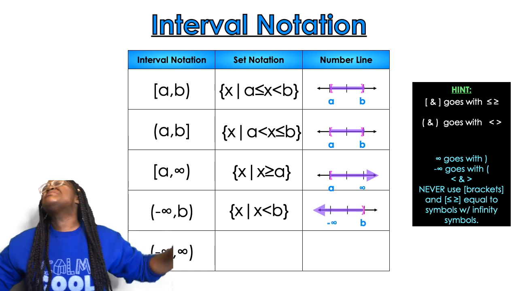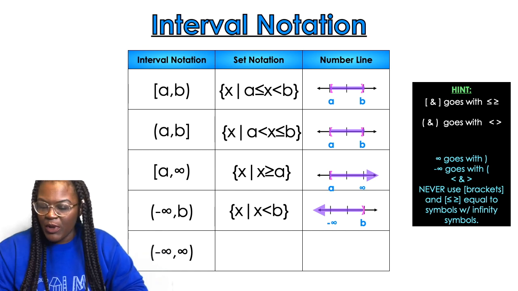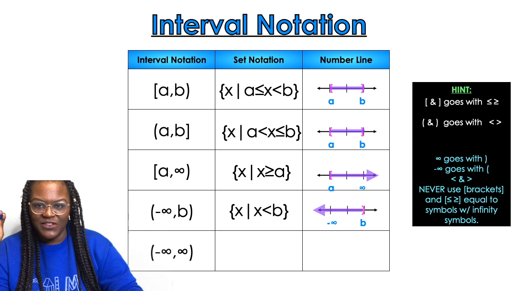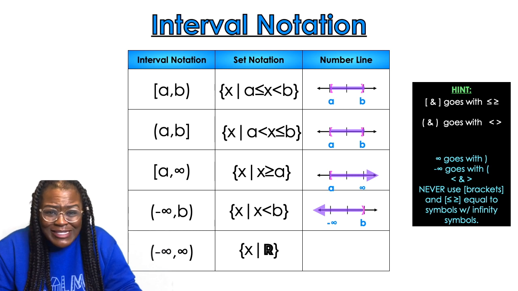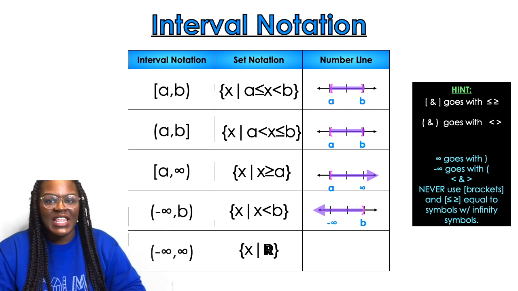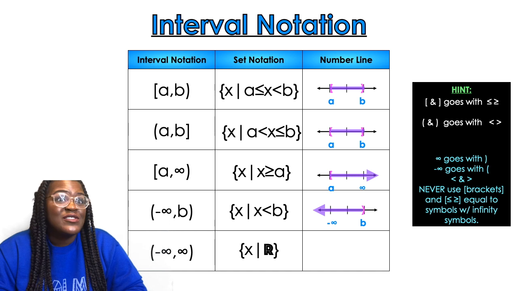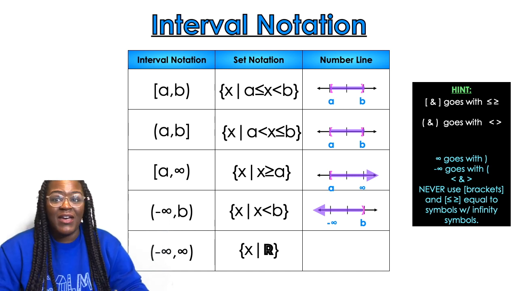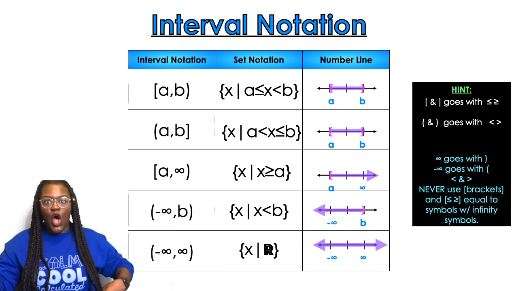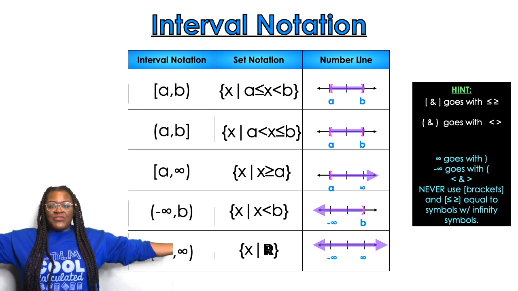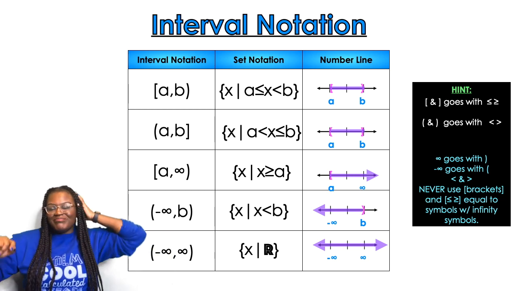So now we have our last possible combination, and that last possible combination is negative infinity to positive infinity. What is that? Well, it's all real numbers, of course. And so you would say X is a number such that X is all real numbers. But I don't really write that, I write the fancy R. And that's why you see that fancy R on the screen. So remember, infinities get arrows in the direction that the infinity is. I have an infinity on the left and an infinity on the right, so I'm gonna have an arrow on the left and an arrow on the right. So you're just shading the whole number line because it's all real numbers. Negative infinity to positive infinity means every value in the world.